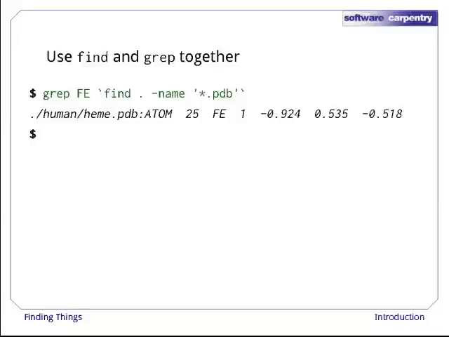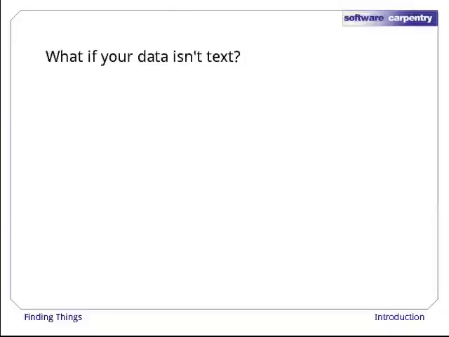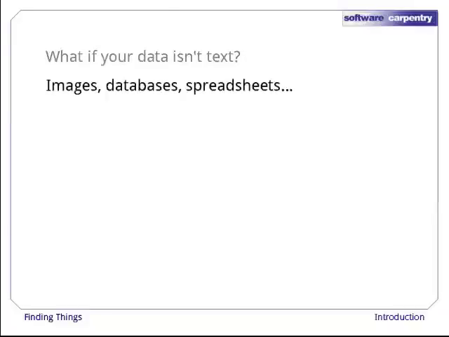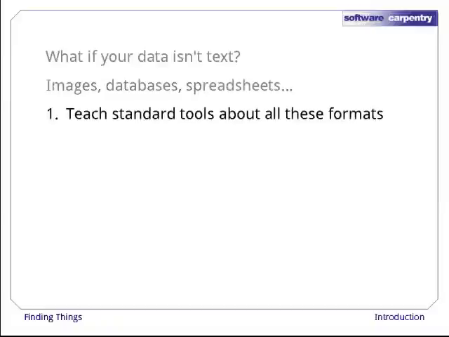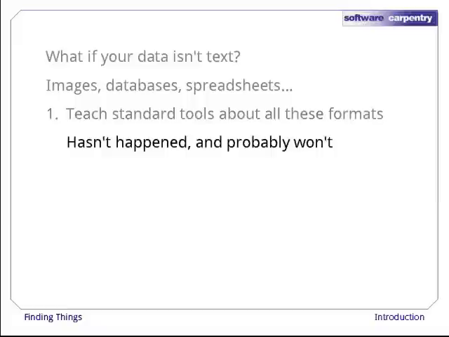So far, we have focused exclusively on finding things in text files. What if your data isn't text? What if we have images, databases, spreadsheets, or some other format? There are basically 3 options. The first is to extend tools like grep to handle those formats. This hasn't happened and probably won't because there are too many formats to support.